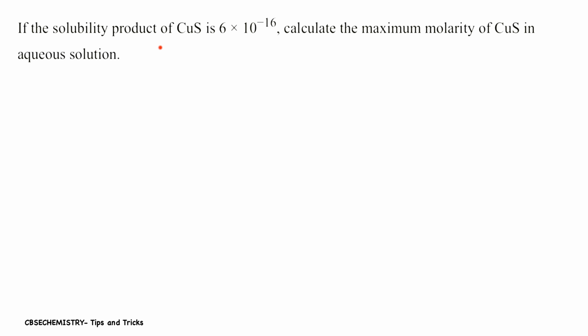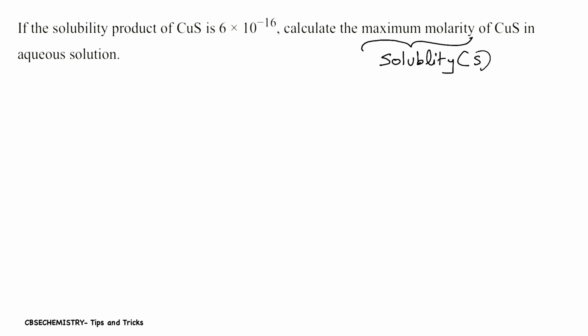If the solubility product of copper sulfide is 6 into 10 raised to minus 16, then calculate the maximum molarity of copper sulfide in aqueous solution. So what we have to find? We have to find maximum molarity, right? Which means solubility. In a question of solubility product, if they ask maximum molarity, you have to find solubility S.